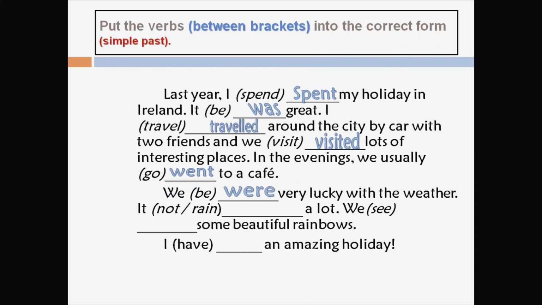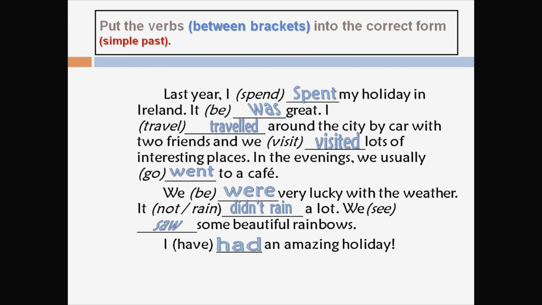We were lucky because it's a plural form. If it is I or it, we write was. It is a plural form, so we write we were very lucky with the weather. It didn't rain. It didn't rain a lot. That means only a few raindrops were there. But okay. We saw some beautiful rainbows. What did you see? Some beautiful rainbows. I had an amazing holiday.